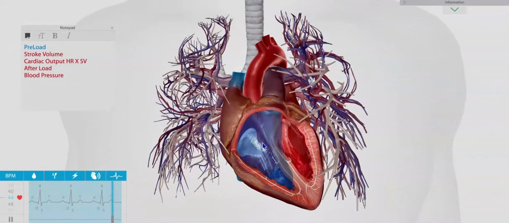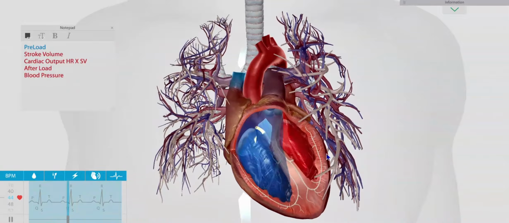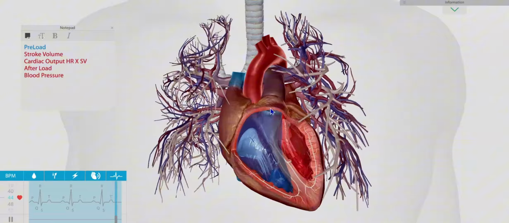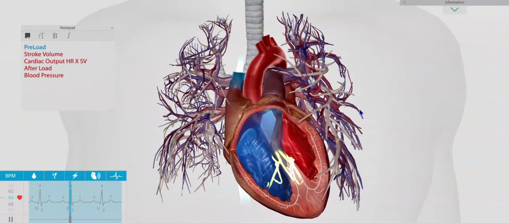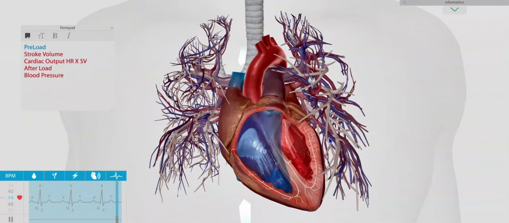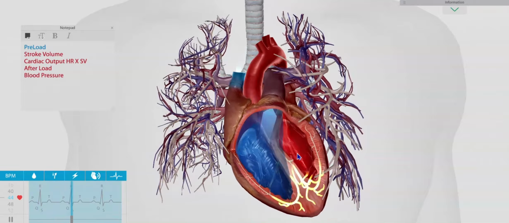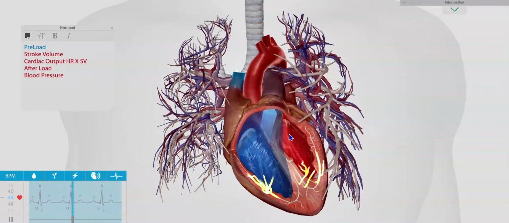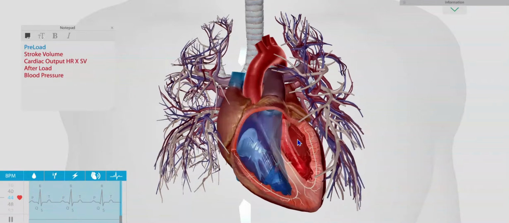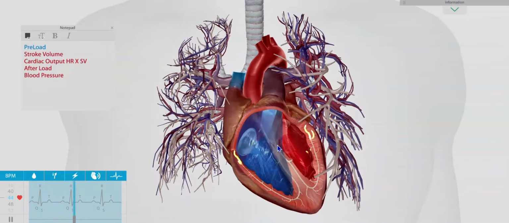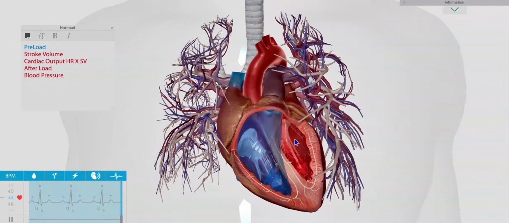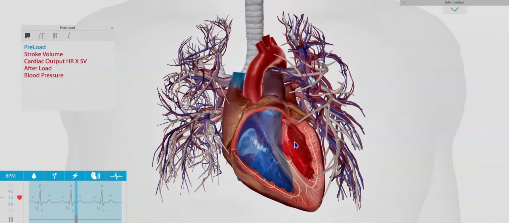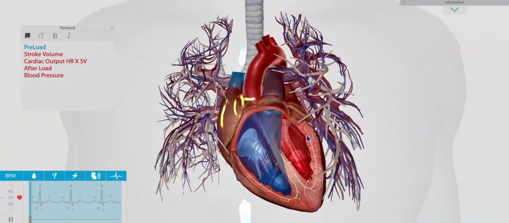Preload is that. Stroke volume is the amount of blood that's being pushed out of the heart with every contraction. So we have stroke volume being pushed out from the right and stroke volume pushed out from the left. When we talk about what's really important with perfusion, both are, but primarily that left-sided stroke volume, getting that good blood out to the rest of the body.